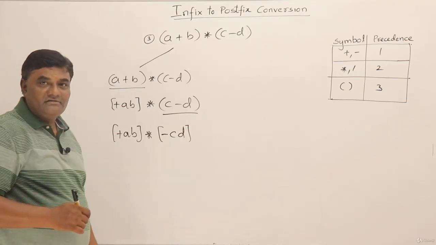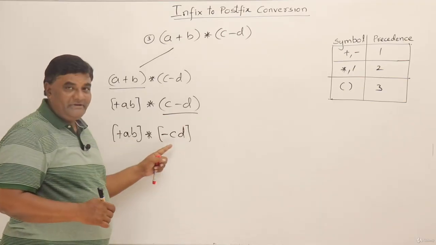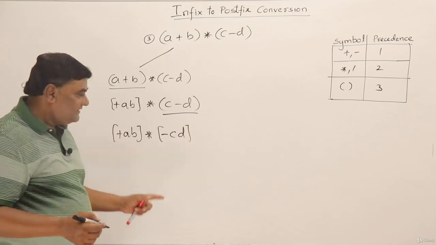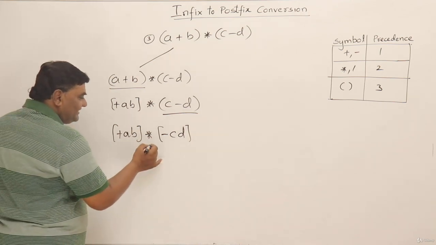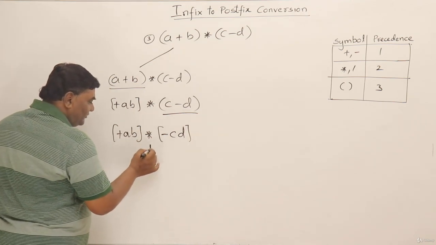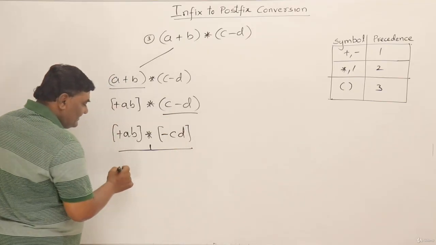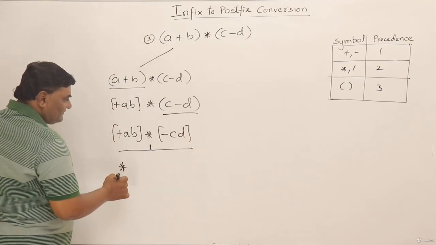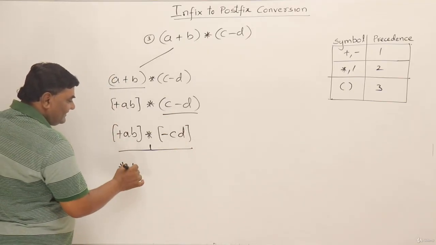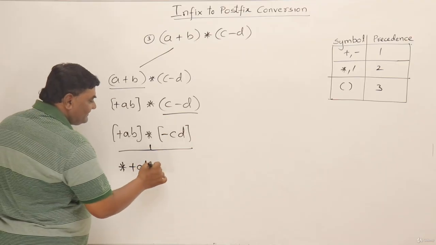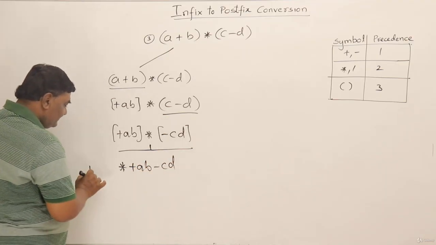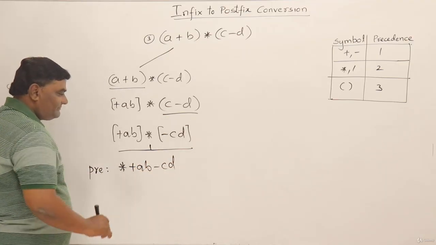Now what is remaining? Everything that is completed is in square bracket. So whatever is outside is remaining. This star is remaining, multiplication, this one. So this is upon this left hand side and this right hand side. So write the prefix of this one, star first of all, then left hand side plus AB, then right hand side minus CD. So this is the prefix form of the expression.